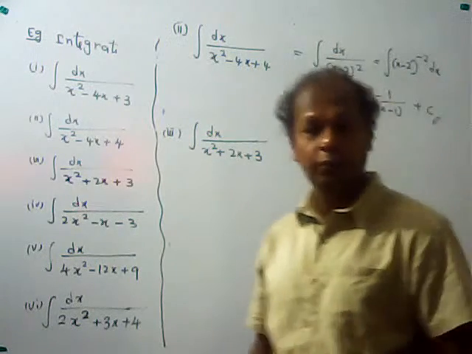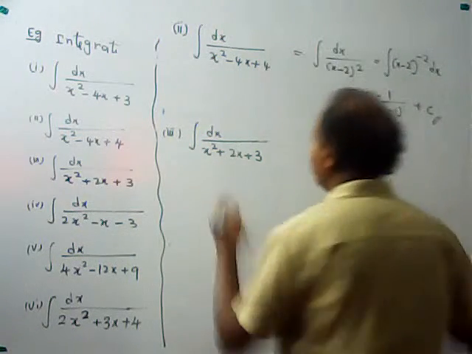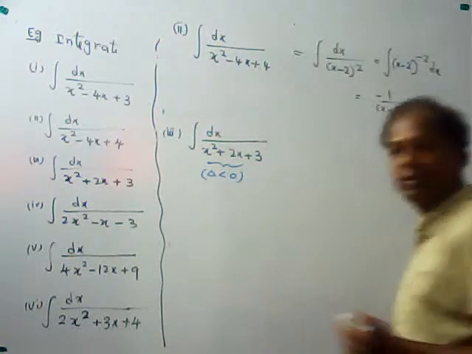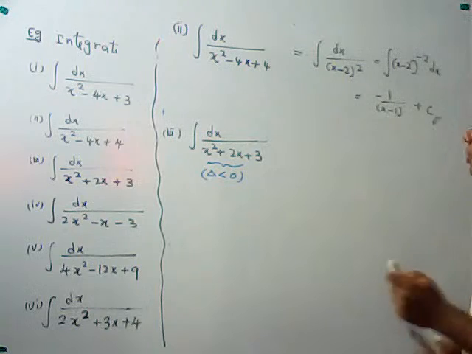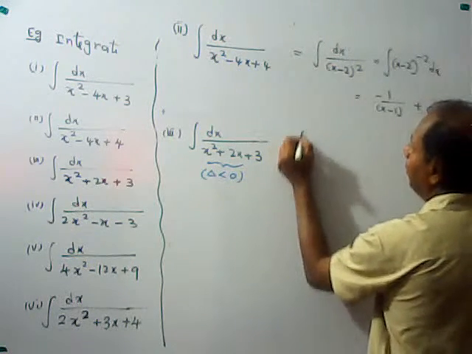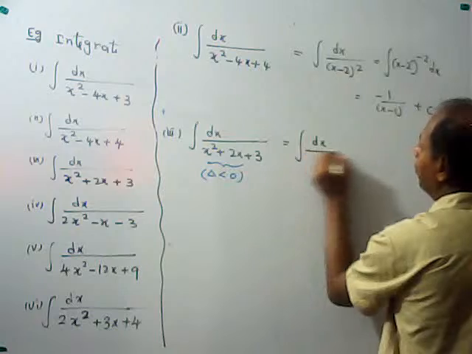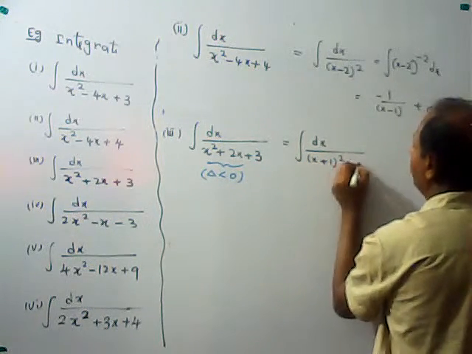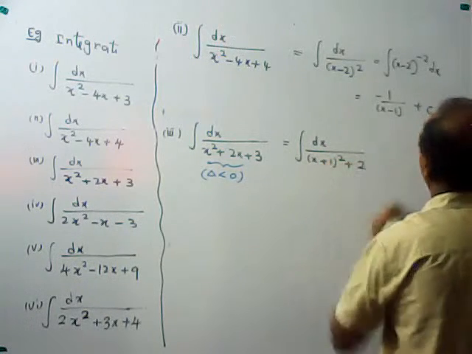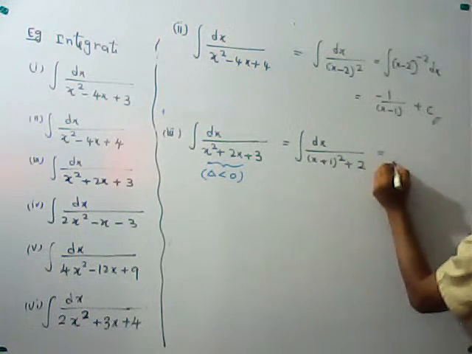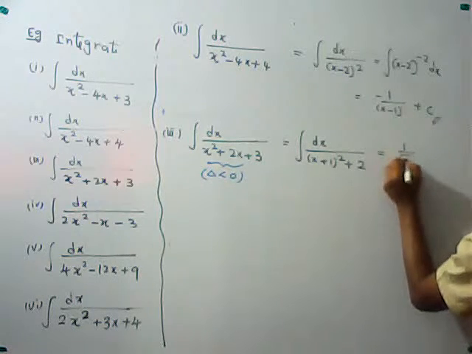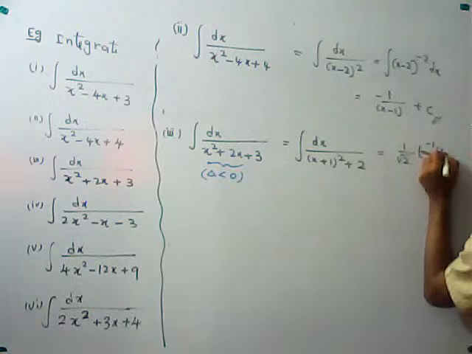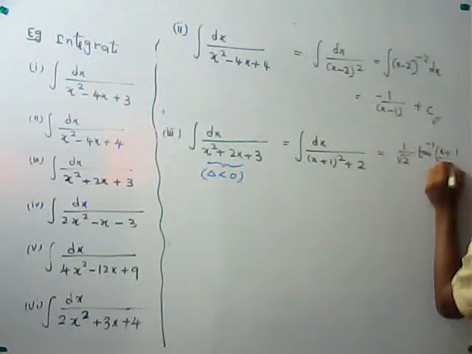Here, no factors, it's the delta less than 0 case. Delta is less than 0, you don't see factors. Then complete the square. X plus 1 squared plus 2. So it's tan inverse, 1 over root 2. Last day we learned tan inverse of x plus 1 over root 2.